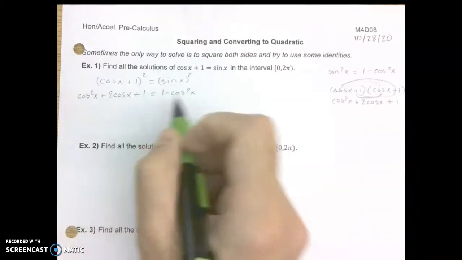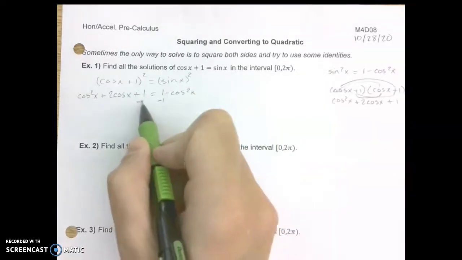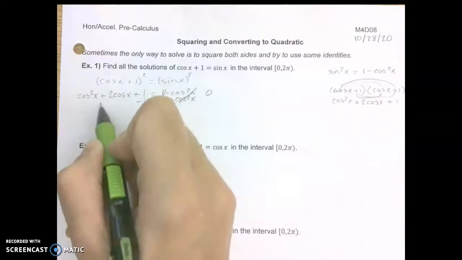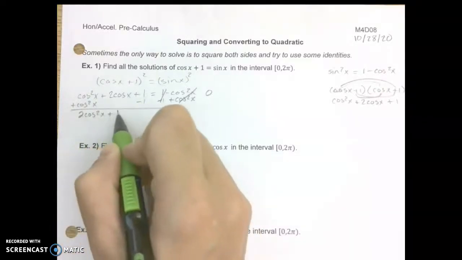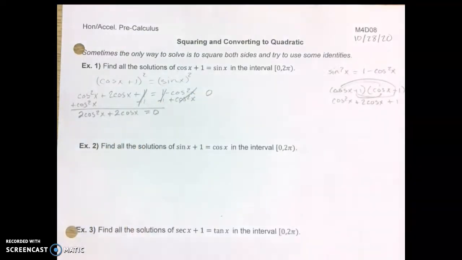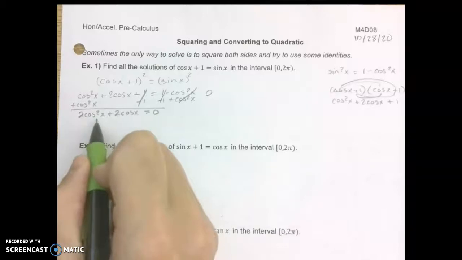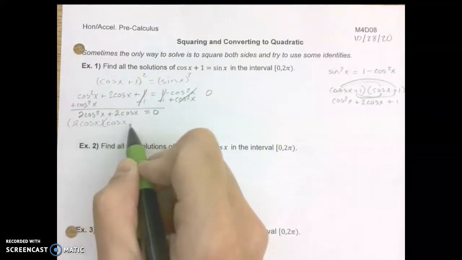So I'm going to, once again, solve it. I want everything on one side set equal to 0. So I'll subtract the 1, and I will add a cosine squared x so that this side zeroes out. That gives me 2 cosine squared x plus 2 cosine of x equal to 0. The next step is to ask yourself, is there a greatest common factor? And in fact, there is. 2 cosine x is a part of both of those terms. So I'm going to take out 2 cosine of x, and I'm left with cosine of x plus 1.